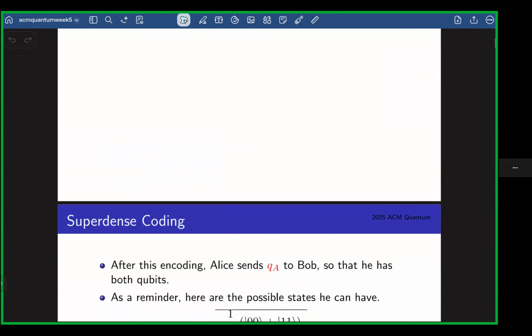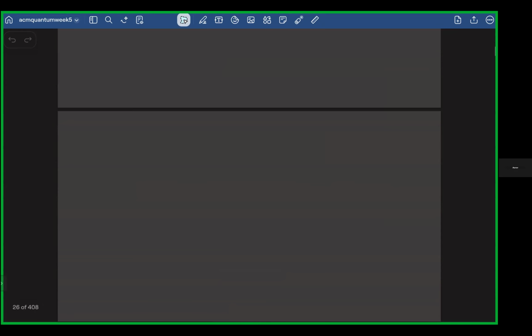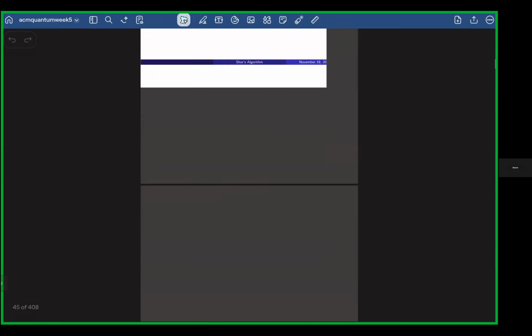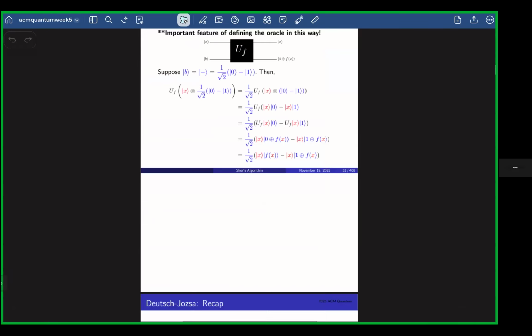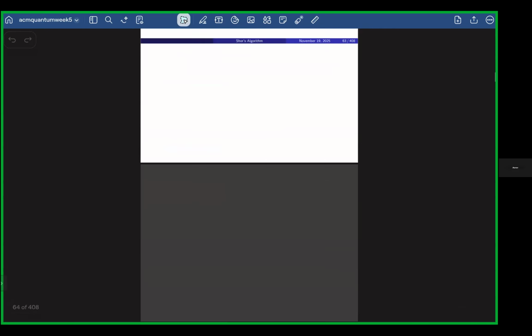Let's go down a lot. Oh, the slides are kind of messed up, but it's fine. There's like a weird white space at the bottom.